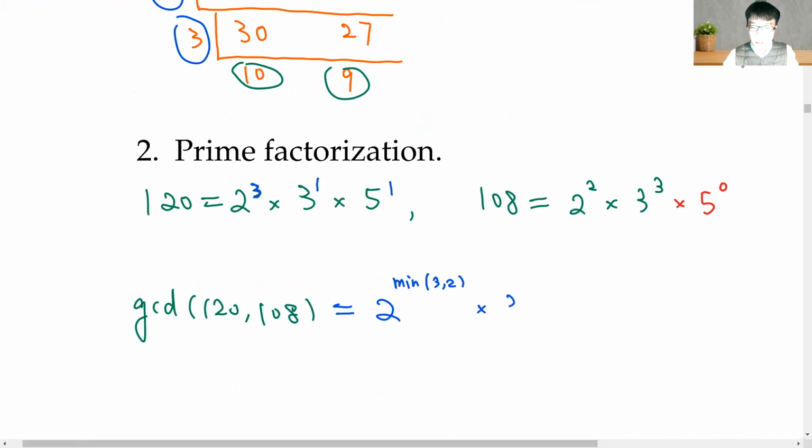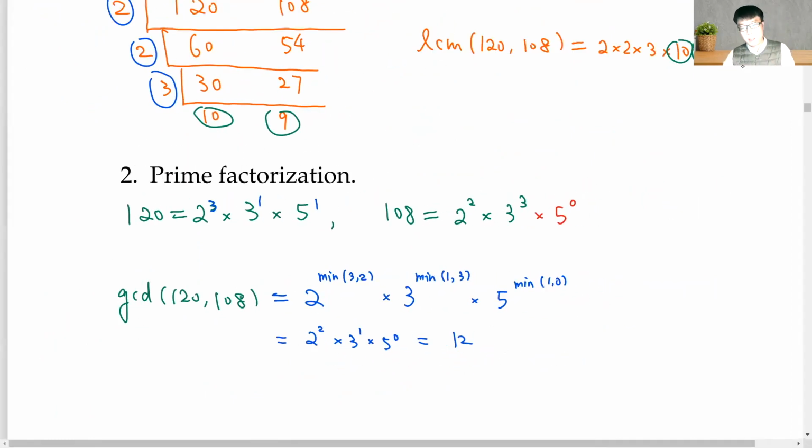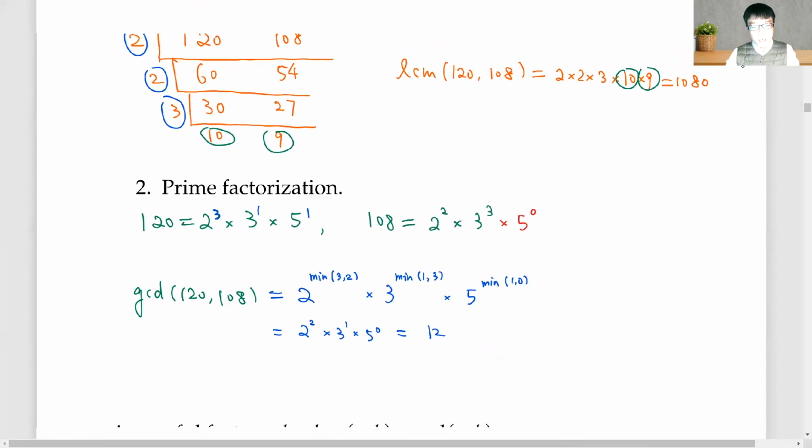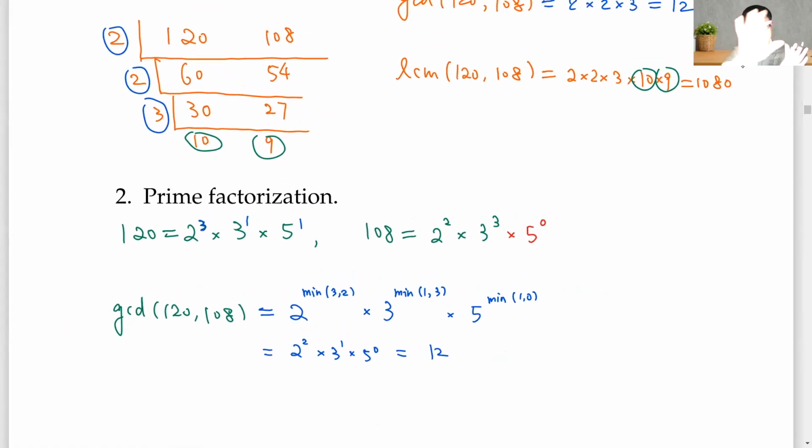And for 3 it is the minimum of 1 and 3. For 5, it is the minimum of 1 and 0. So it corresponds to 2 squared times 3 and 5 to the power 0. So this corresponds to 12, right? So the GCD equals 12 here. And if we go to LCM, we do the opposite. We take the maximum exponent. Let me do the computation here.